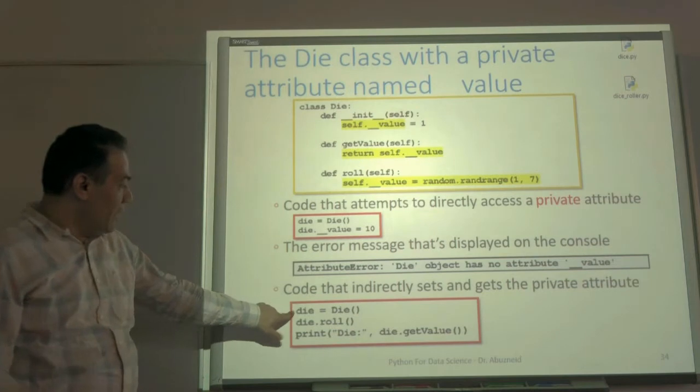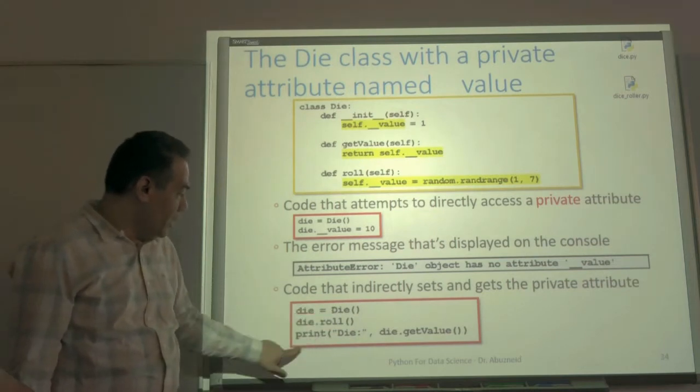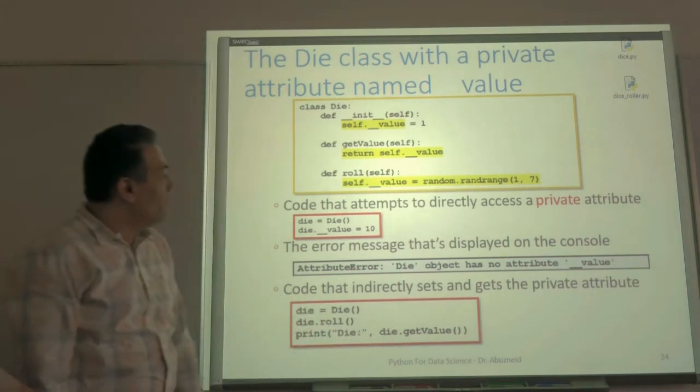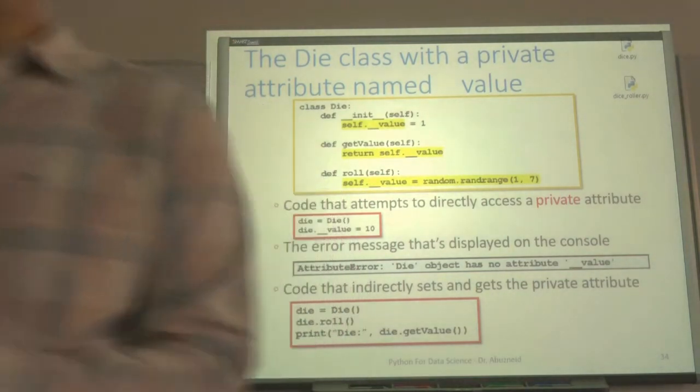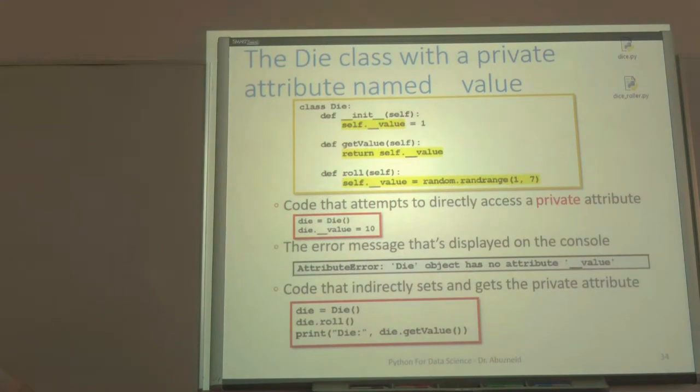So in here, for example, I'm creating an object. I'm rolling. Print die, it will give you the value. All right? So that's what a private attribute is. To make an attribute private, I'm preventing assignment and reading directly.